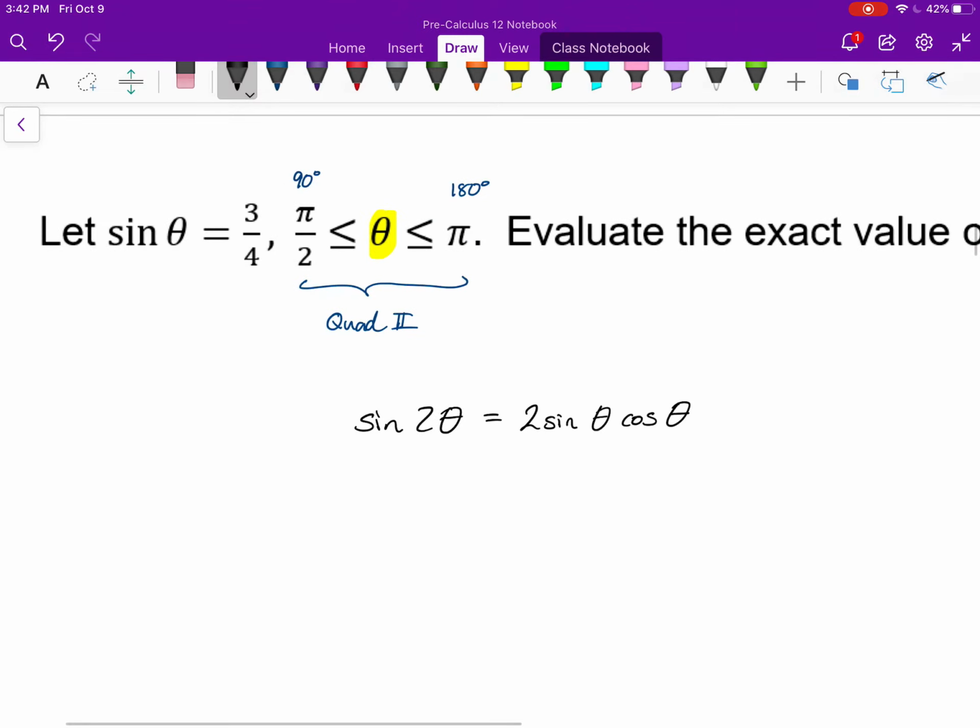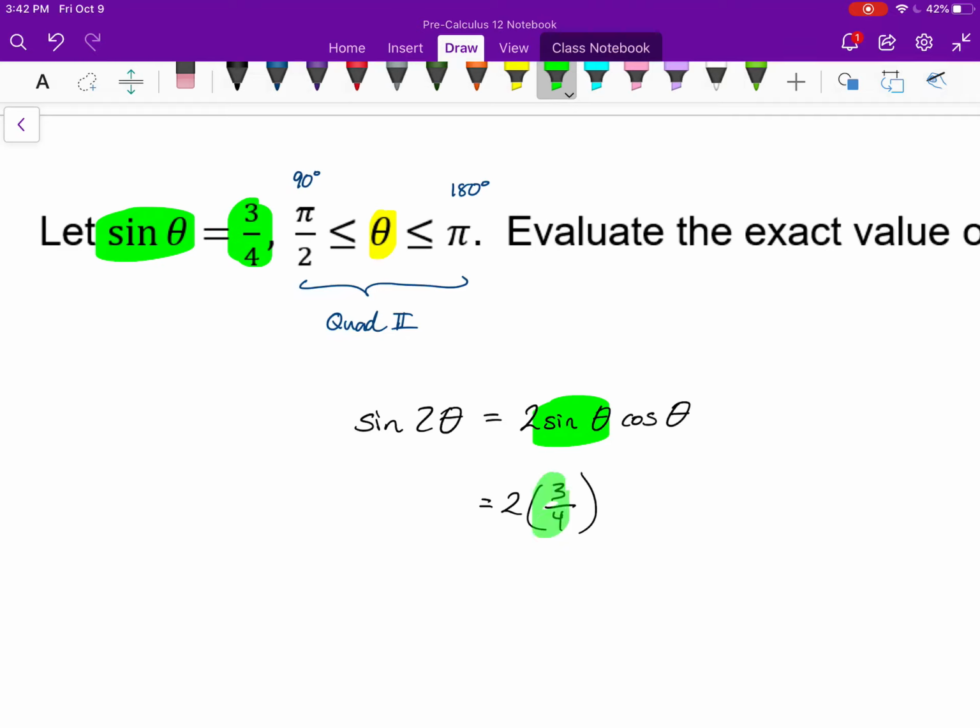Well, if I look right here, I know what the sine of theta equals. I know the sine of theta is 3/4. So I don't actually have to know what the angle is. I know the sine of 2 theta is going to be the same as 2 times 3/4 times the cosine of theta. What I don't know yet is the cosine of theta. Again, I don't actually have to know the angle. I just have to know the cos of the angle. So how can we figure out that part?